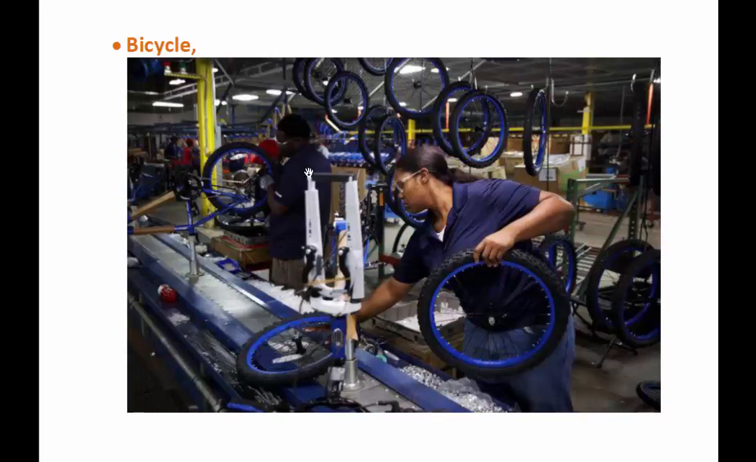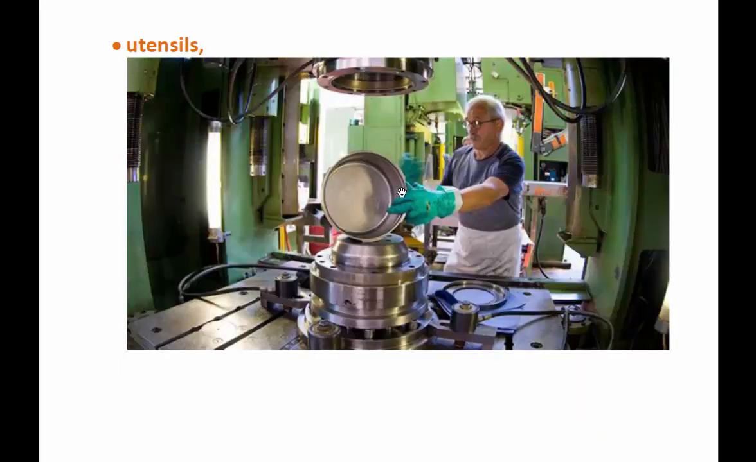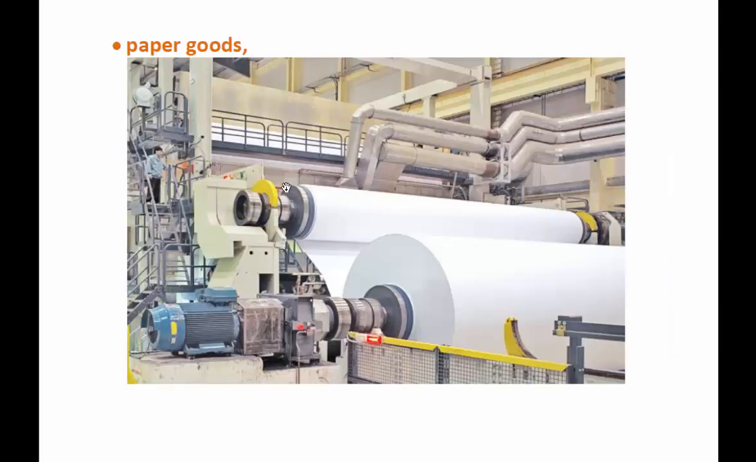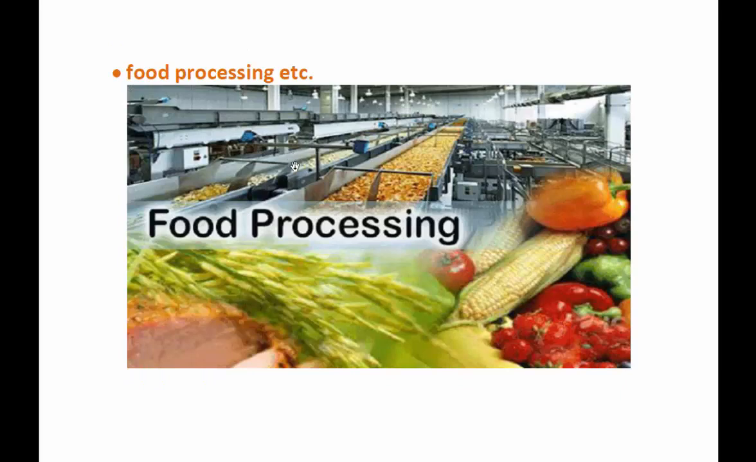And you have heard about the bicycle industry. Bicycles are produced from the bicycle industry. They are also a small scale industry. Utensil industries are also small scale industry. And paper goods, all the papers that are used in our schools as well as in the offices are produced from the paper industry, and they are a small scale industry. And most importantly, food processing industry. They are also a part of small scale industry.